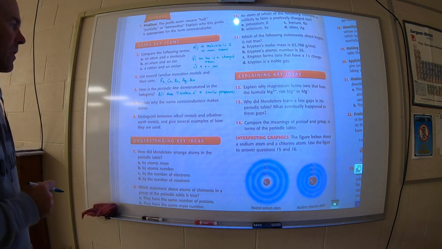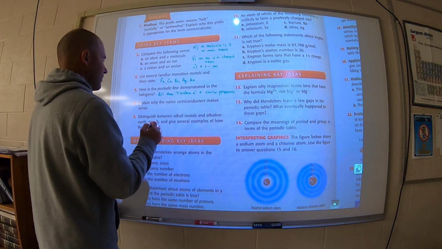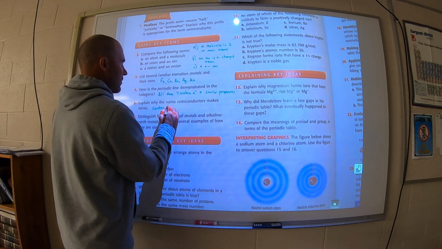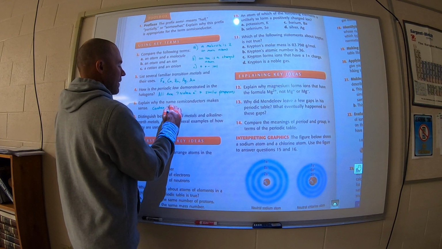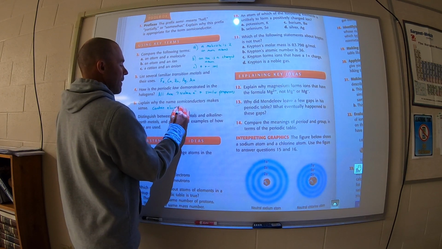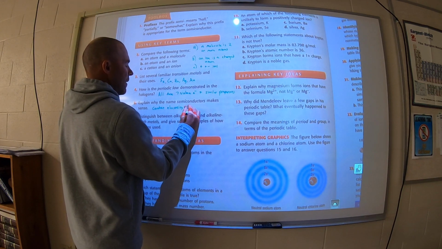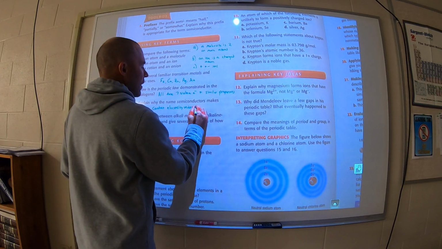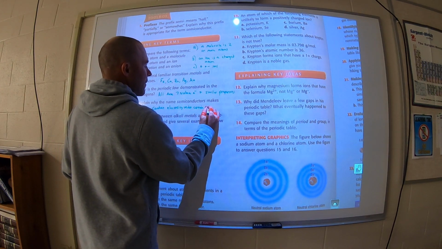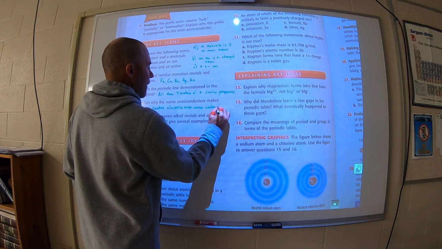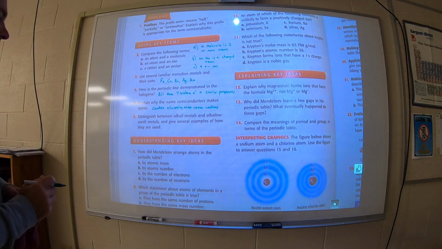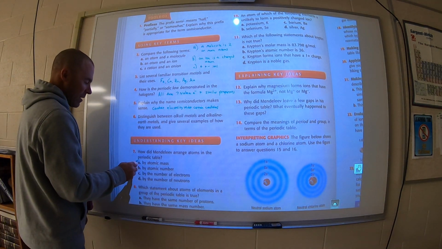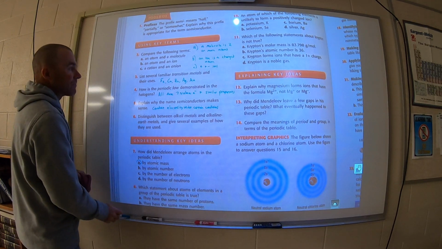And number 5, explain why the name semiconductors makes sense. They conduct electricity under certain conditions. Number 7, how did Mendeleev arrange atoms in the periodic table? He arranged them by letter A, atomic mass.